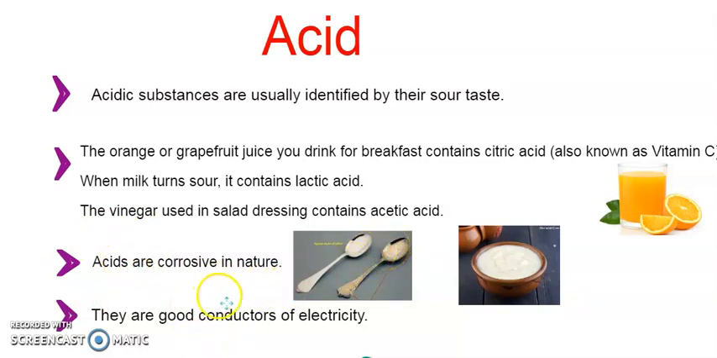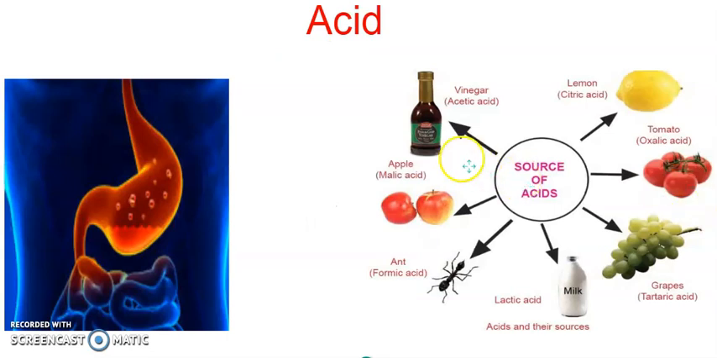And they are also good conductors. What are conductors? They allow what? Electricity. So, the acid allows electricity to pass through it. Now, let's see some examples of acidic substances.